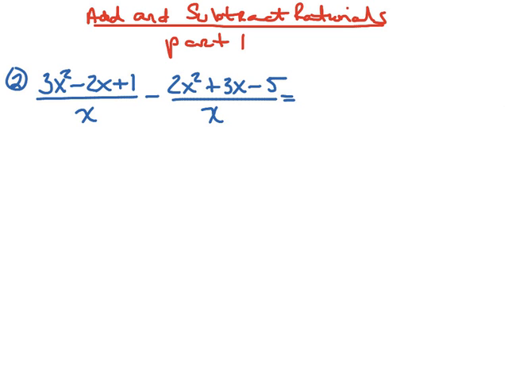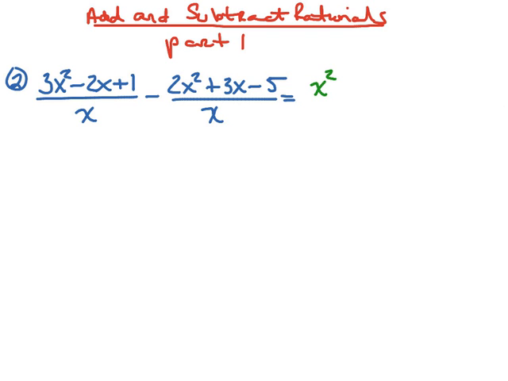Alright, second example. Notice this time we're subtracting the two rational expressions. Also notice that the denominators are the same. Therefore, I'm going to go straight to subtracting my two numerators. So I'm going to start with a 3x squared, and I'm going to subtract 2x squared. So 3x squared minus the 2x squared would leave me with 1x squared.